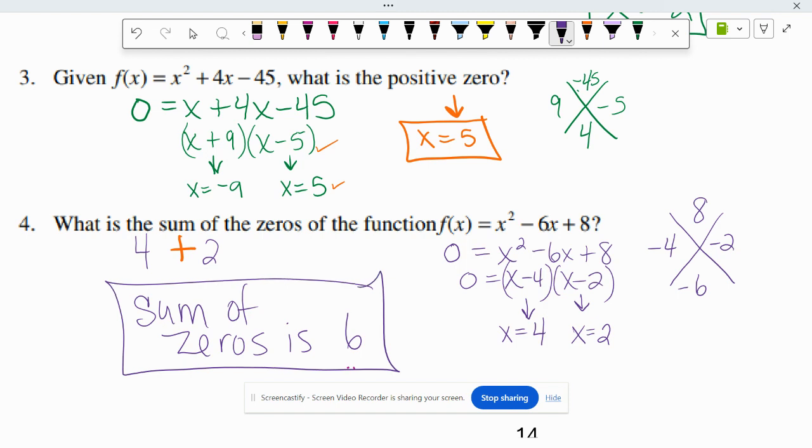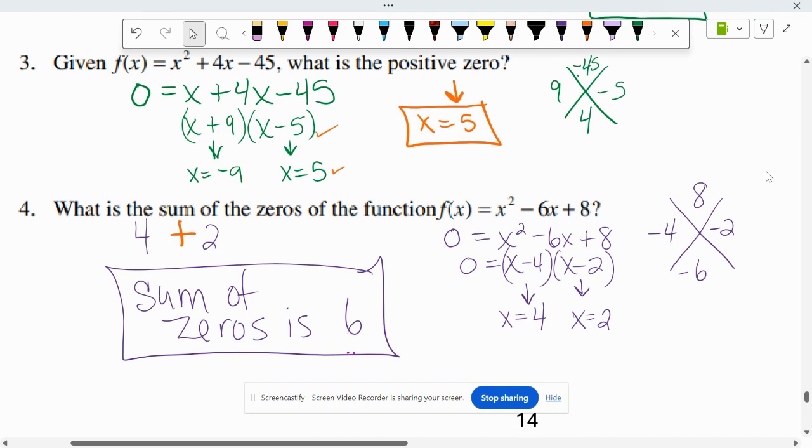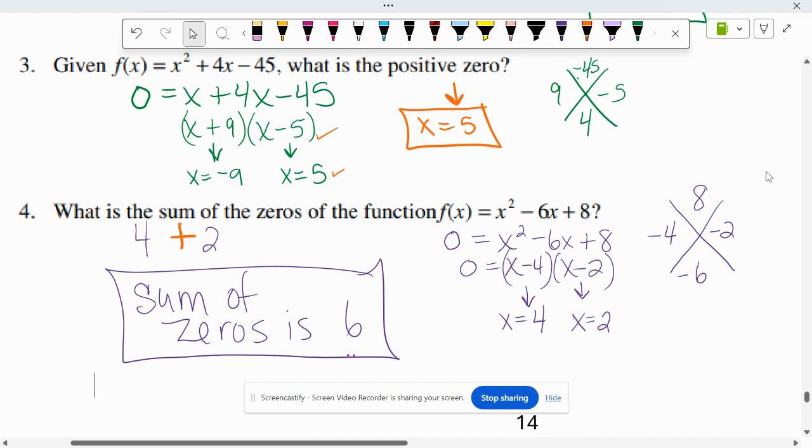So it's just asking you to look at a problem a different way, right? Figure out the sum. Are we ready to go on? No, not yet.